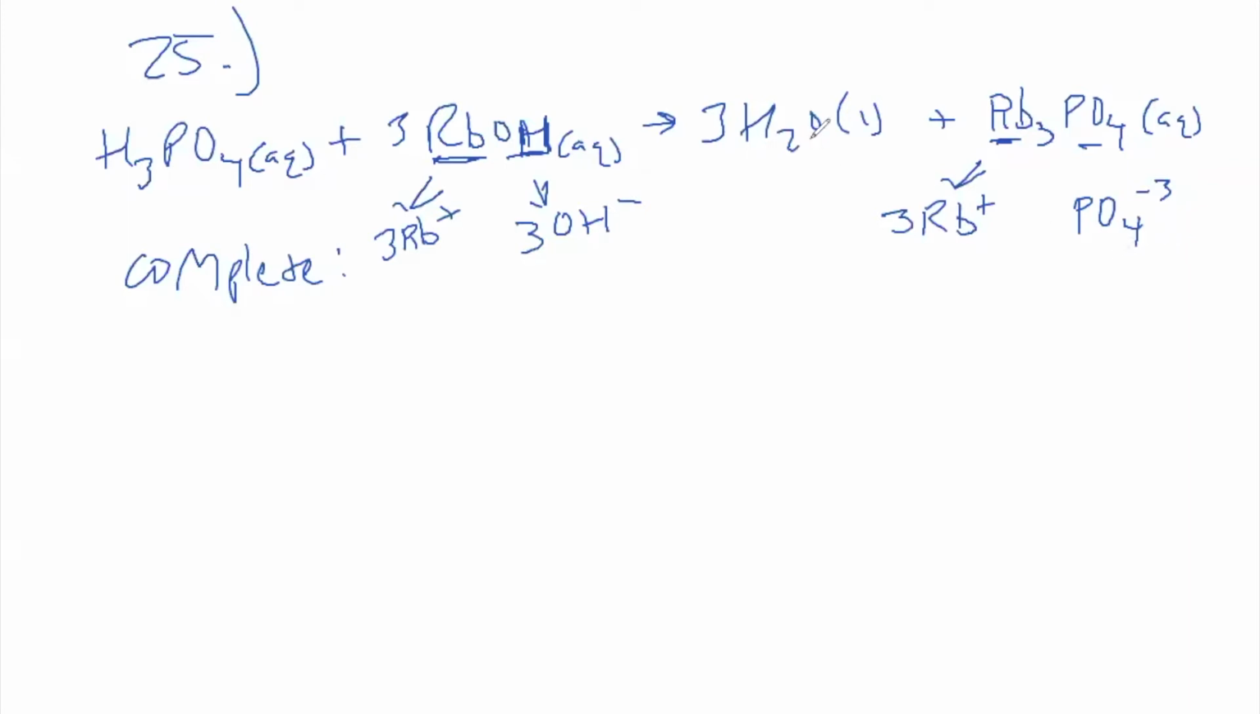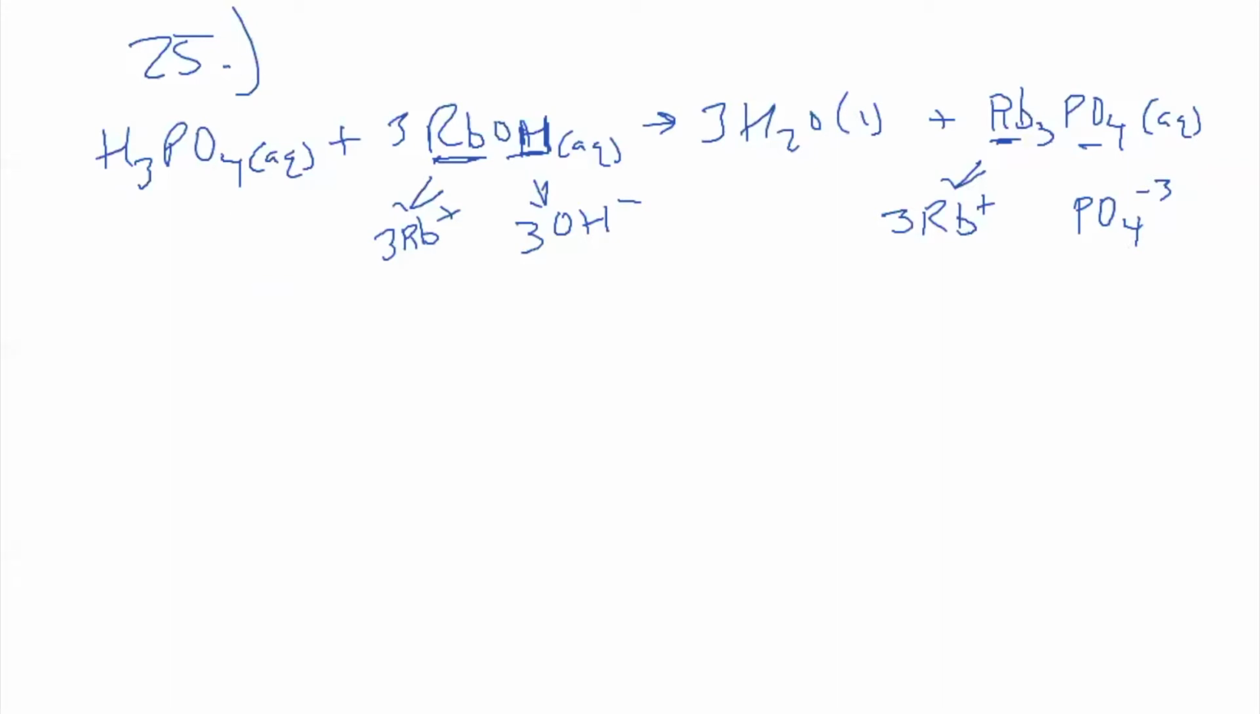Then water, it's liquid, and liquids don't separate. Anything that's solid, liquid, or gas will not separate in water. Only aqueous, because aqueous means dissolved in water. And when things are dissolved in water, they break apart into their ions. That's what that means. So that's why only aqueous is going to separate into plus and minus ions.